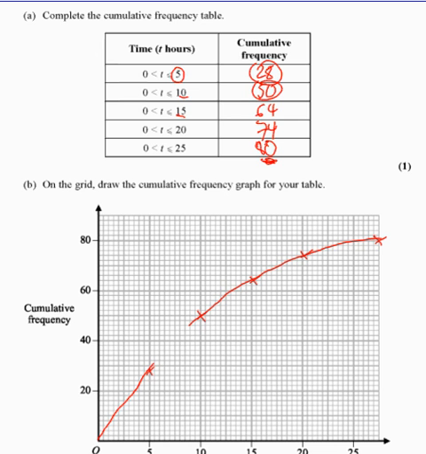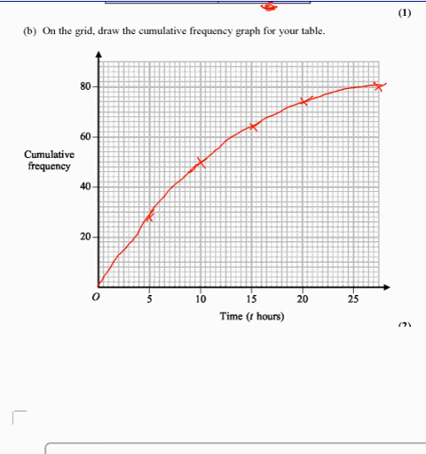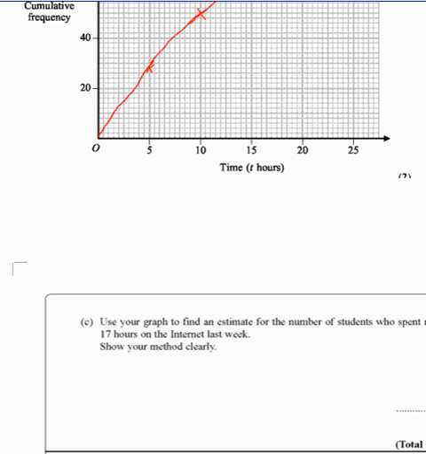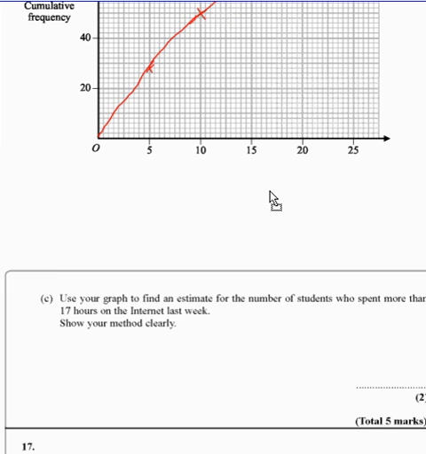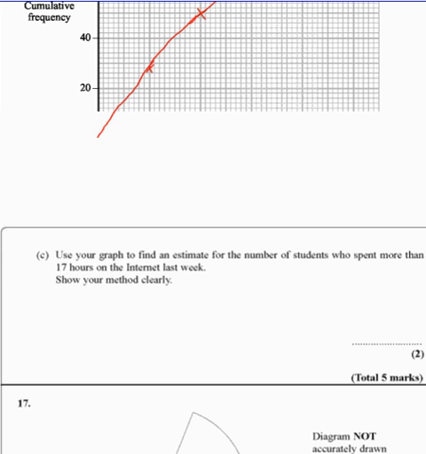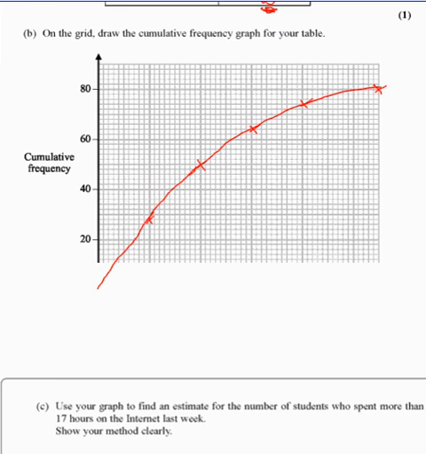Another legitimate rule is to join these points up using a ruler. So if you're not happy with drawing curves, that's perfectly acceptable. Now, last part of the question, it says use the graph to find an estimate of the number of students who spent more than 17 hours on the internet last week. How am I going to work this out? Show your method clearly.